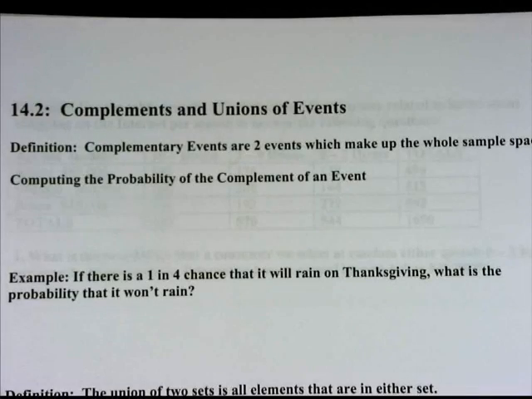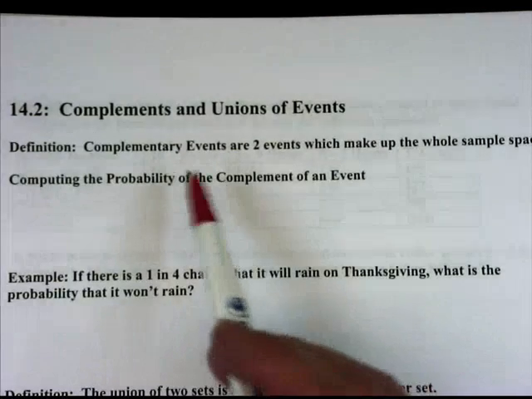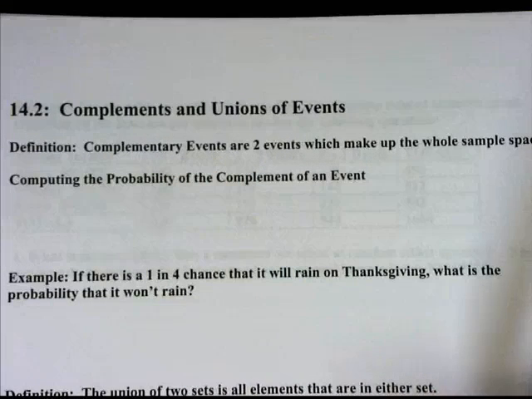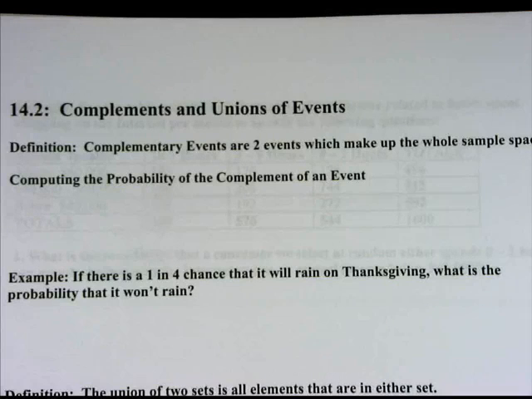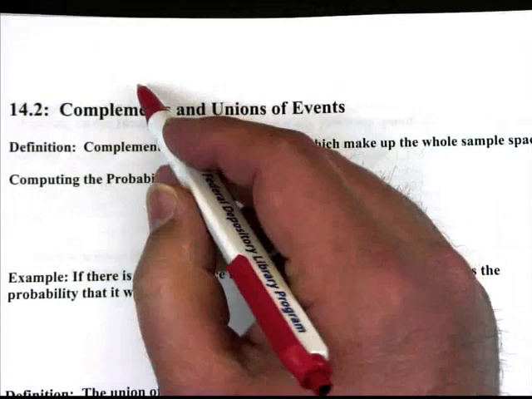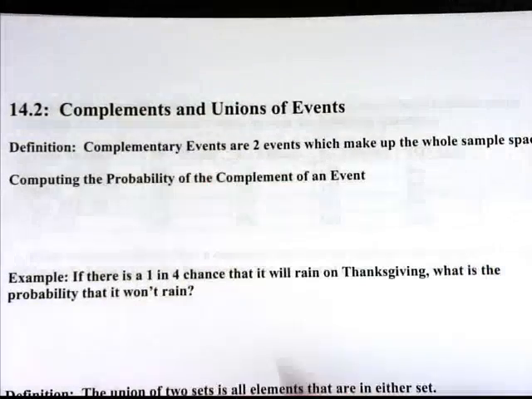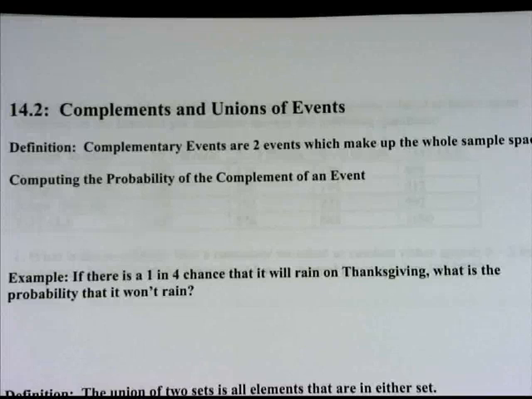Okay, so in this section we're looking at complements and unions of events. We're going to start off with the definition of what complementary events are. Complementary events are two events which together make up the whole sample space. So for instance, one example that I have down here is rain. You can either have rain or you can not have rain. Those two events would make up all the options of weather for that day. It could be either rainy or not rainy.